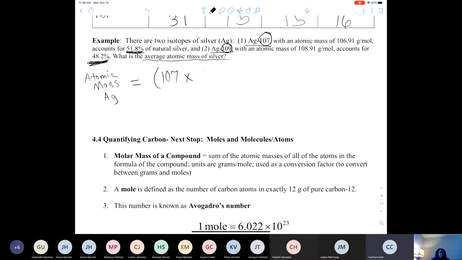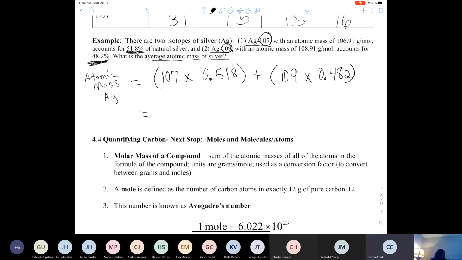So silver 107's fractional abundance is 0.518. Silver 109 has a fractional abundance of 0.482. And so we simply do the math.